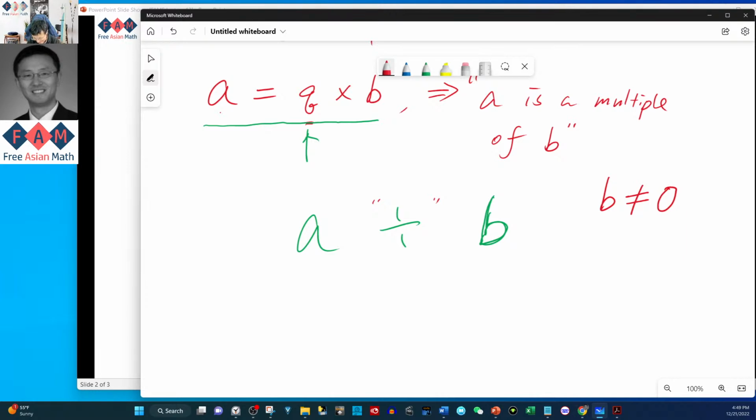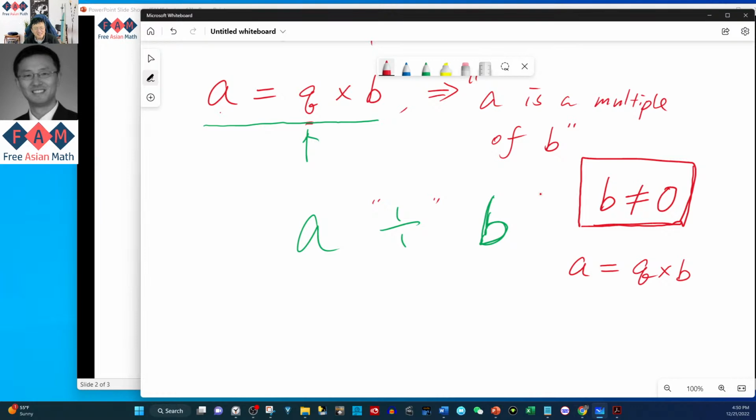B could be negative, but for now we want to focus on b is positive. But there's a very important constraint, that is b cannot be 0, and we'll see why. Okay? So how do we properly define A divided by b? Remember, we just discussed this. We will have to guarantee that we will be able to find another integer q so that A actually equals q times b.